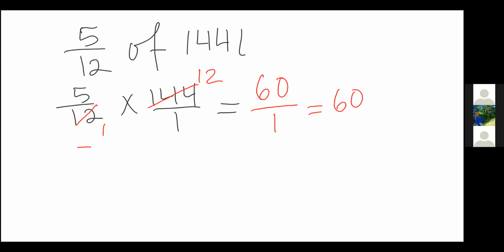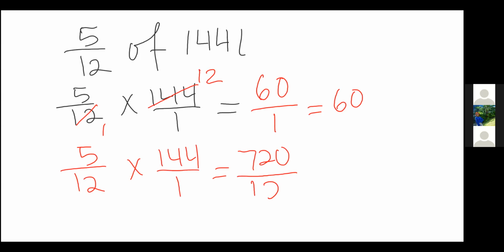Or we could have done it the regular way, 5 over 12 times 144 over 1. 144 times 5 is 720 over 12. And when we say 720 divided by 12, we will get 60, right? It's all about your comfort level. And of course, the more we practice, the more we will see certain things, and the more efficient we will become. Right, let's do another one.